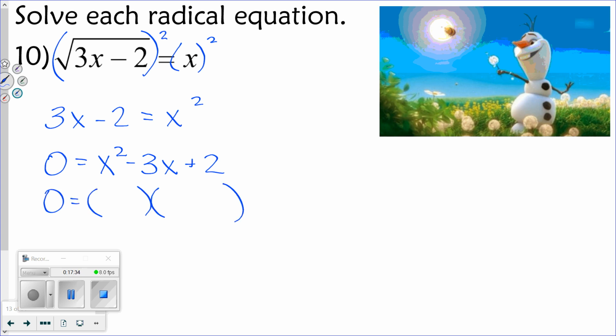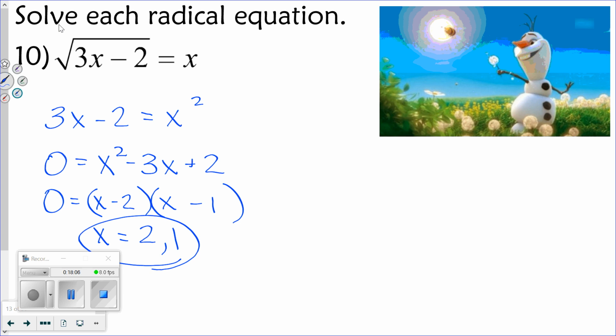How does this factor? Good. X minus 2 and x minus 1. Remember, the last one's positive, so my signs are the same. Options for 2 is 1 and 2, and those together are going to make minus 3, which I need. So then what does x equal? 2 and 1? You need to check this.